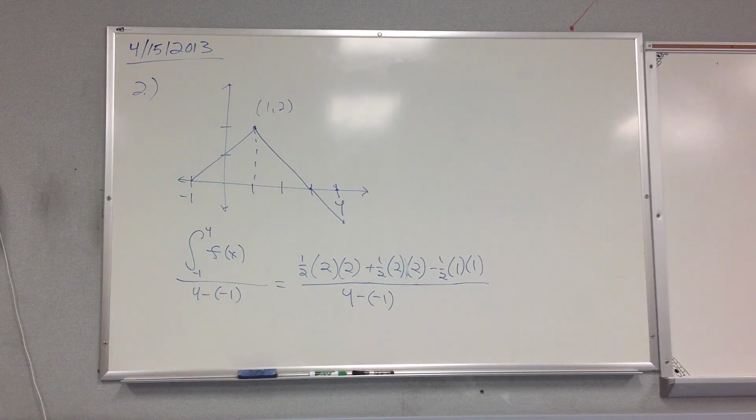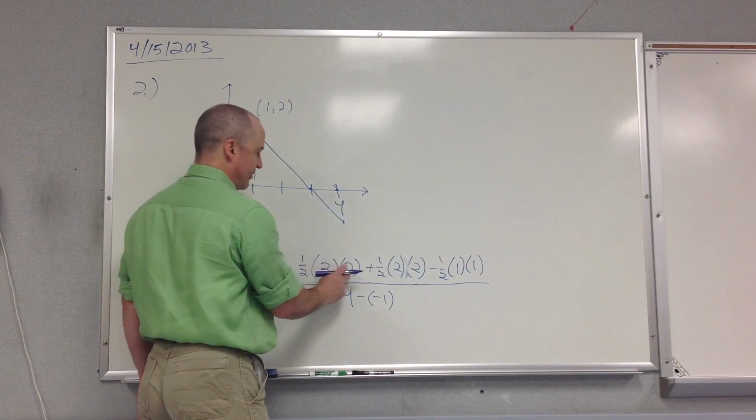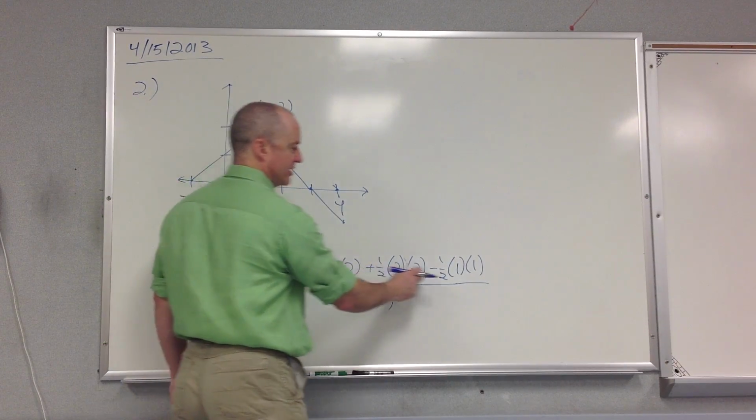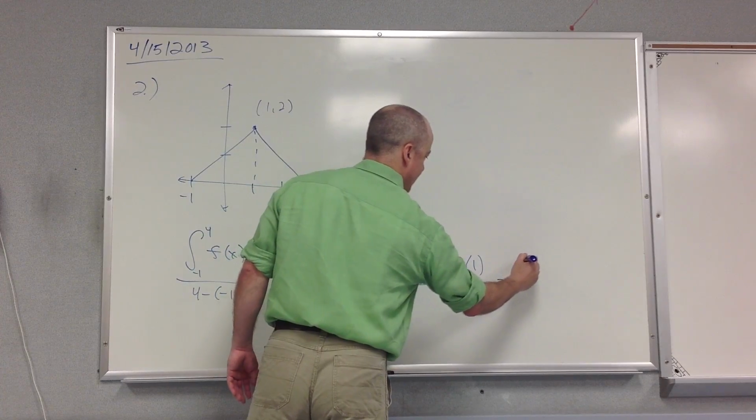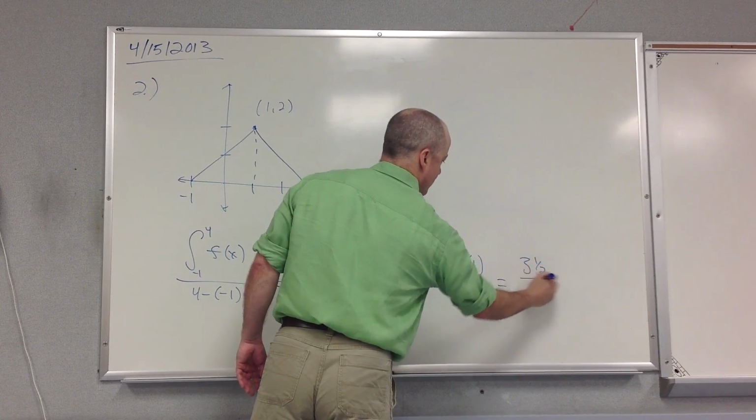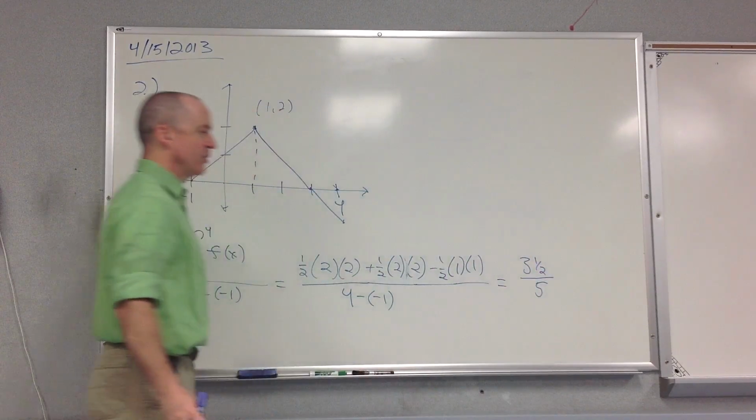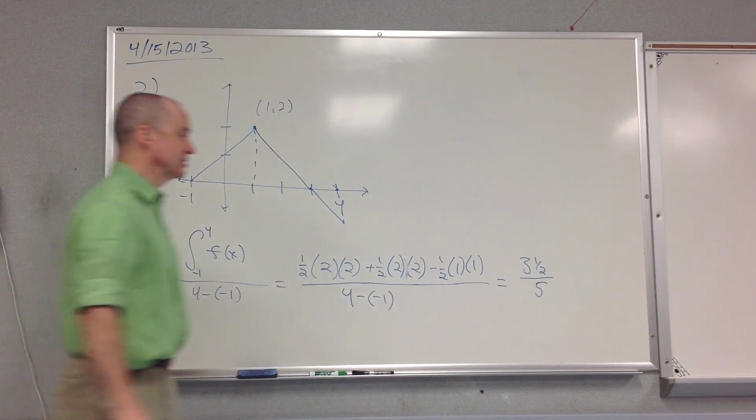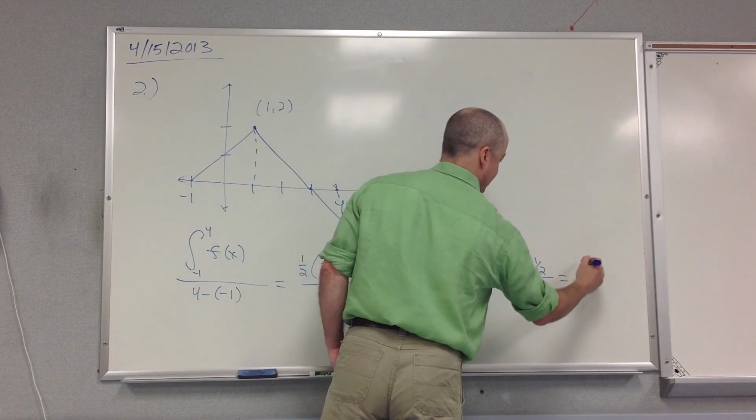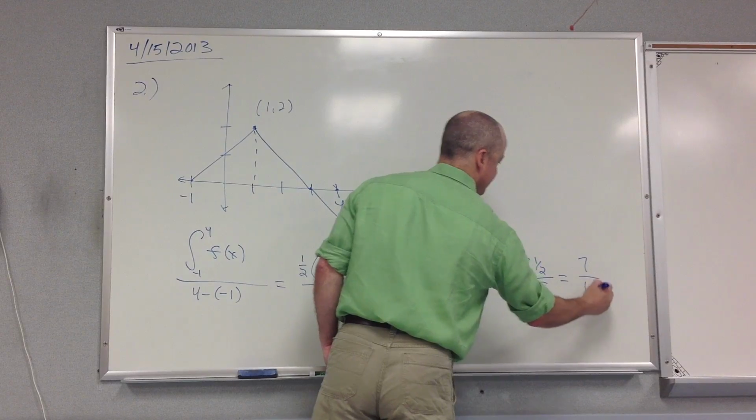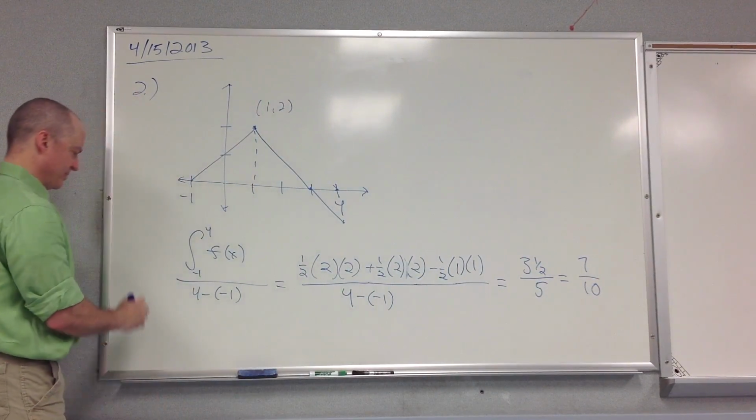I don't see a particularly faster way to do that. Joey, how am I doing on setting that up? Okay. Half of 4 is 2, plus 2 is 4, minus 1/2, I'm getting 3 1/2 over 5. We don't like compound fractions like that, so I double top and bottom to get 7/10, which I think is the answer, B.